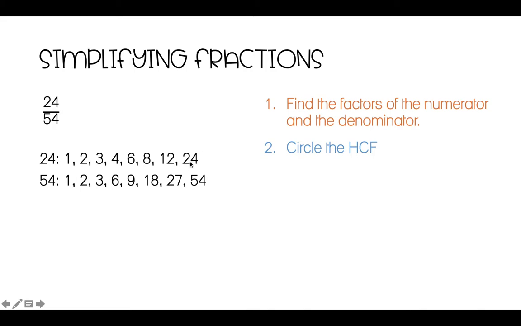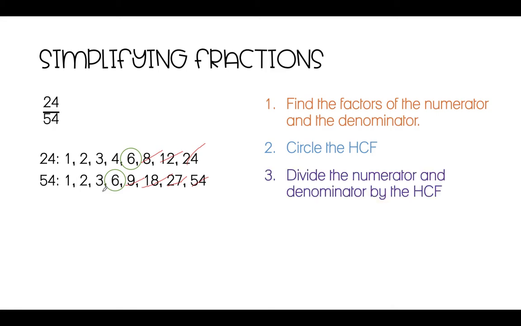we have 24, and there's no 24 in the other list, so it's not that. We don't have a 54, we don't have a 27. There's no 12 in both of them, and there's no 18 in both of them. There's no 9 in both of them, and there's no 8 in both of them. There's a 6 in both of them. So we circle our 6, and that's our highest common factor.